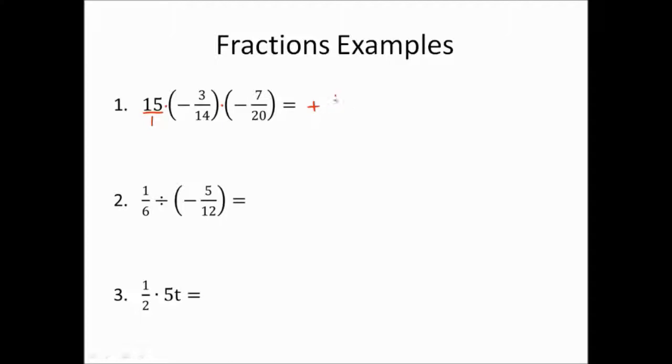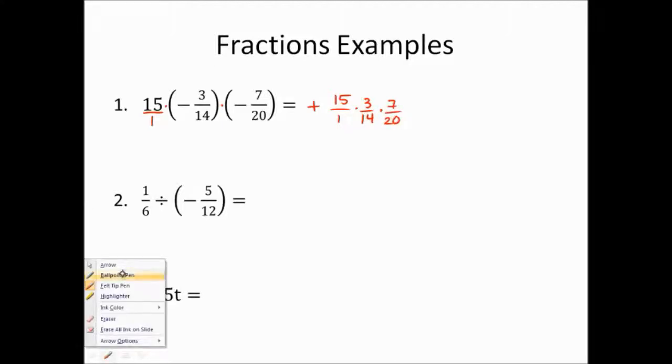So now let's rewrite what we have. We have 15 over 1 times 3 over 14 times 7 over 20. So let's take a look at seeing what we can simplify here. Are there any common factors in the numerator and denominator that we can simplify? And remember, you can pause this video, try it on your own, and then come back.